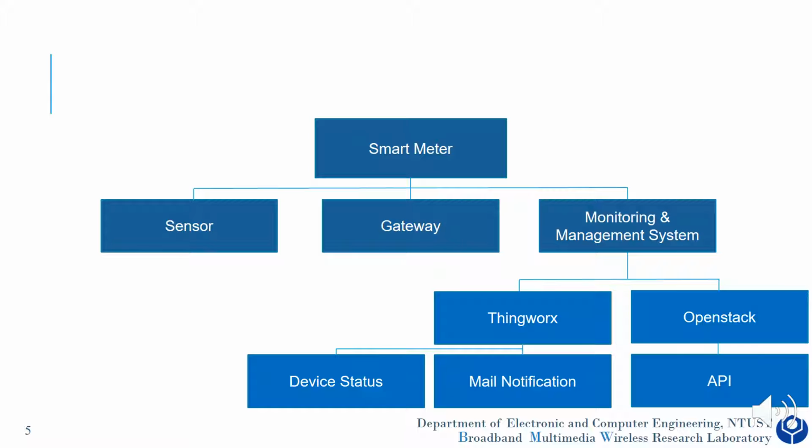For the monitoring and management system, we divide it into two big categories. First is ThingWorx and the other is OpenStack. With ThingWorx, we want to create the device status and also mail notification. OpenStack relates to the deployment of OpenStack, and we also create the API that supports the data inquiries between ThingWorx and a database inside OpenStack.